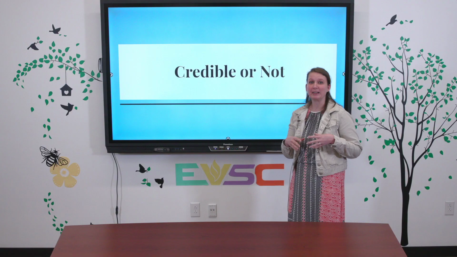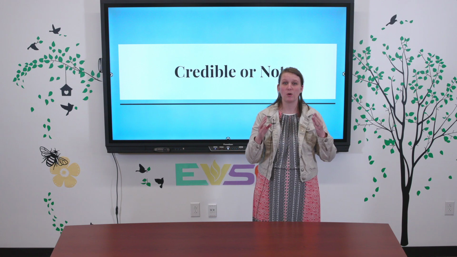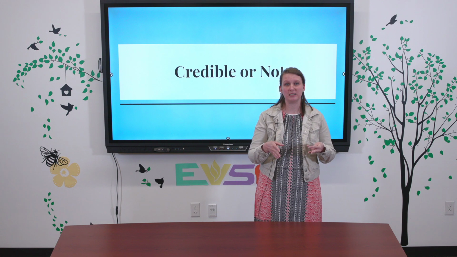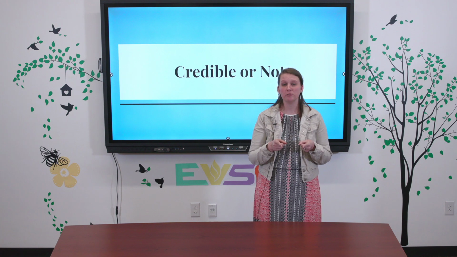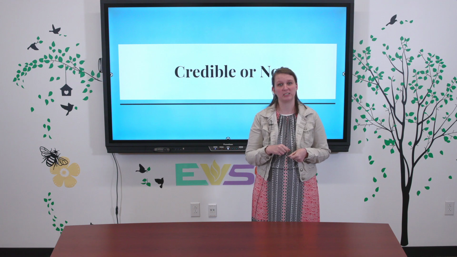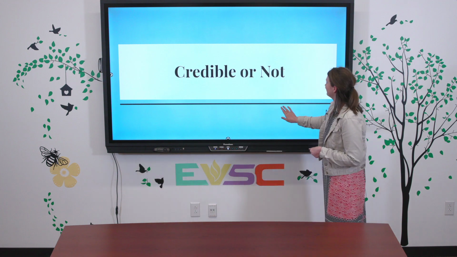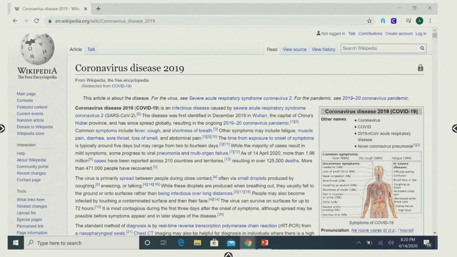Okay, so we're going to be playing a game. It's going to be called Credible or Not. So at home, I want you to look at these. I have pictures of websites and books, and I want you to decide whether they are credible or not. Okay, the first one is Wikipedia. We can look at the format. I'm going to give you just a second to look at that screen and make your decision.